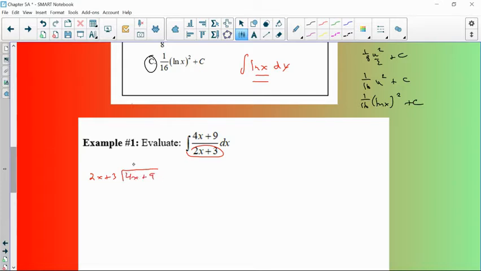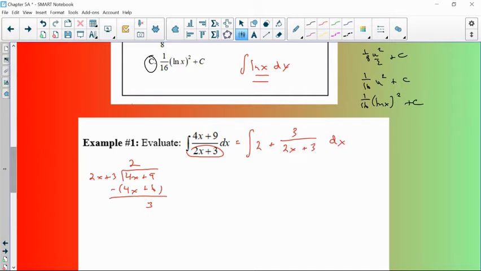2x plus 3 goes into that expression twice. So 2 times 2x is 4x, 2 times 3 is 6. And don't forget we subtract, so I'm going to use these parentheses. So 9 minus 6 is 3. So that's equivalent to doing the integral of 2 plus a remainder of 3 when divided by 2x plus 3.